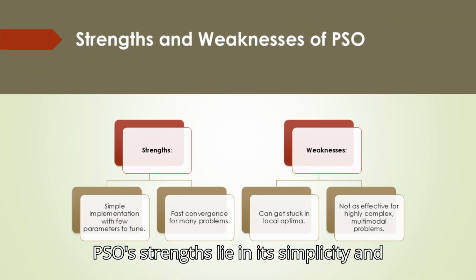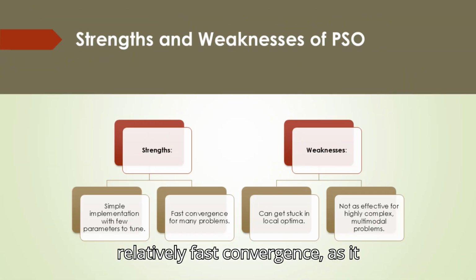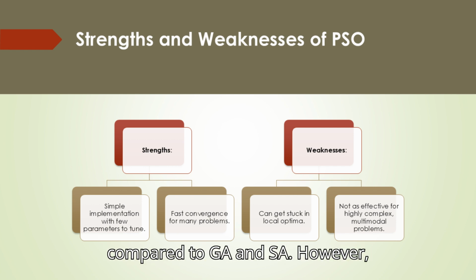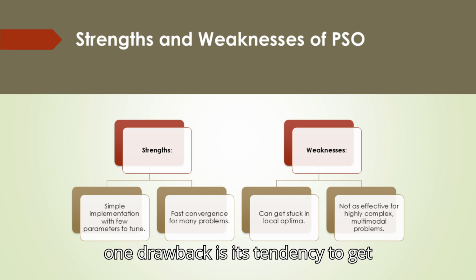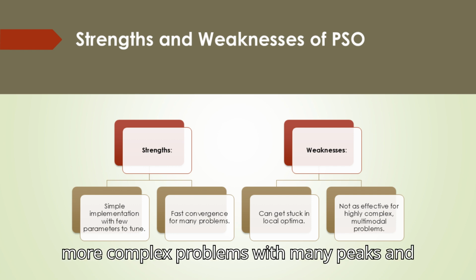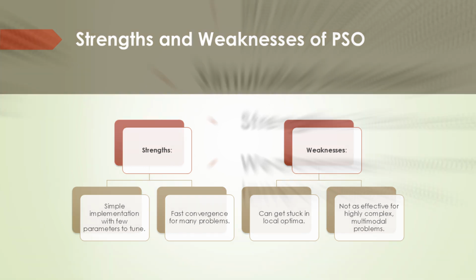PSO's strengths lie in its simplicity and relatively fast convergence, as it requires fewer parameters to tune compared to GA and SA. However, one drawback is its tendency to get trapped in local optima, especially for more complex problems with many peaks and valleys in the search space.